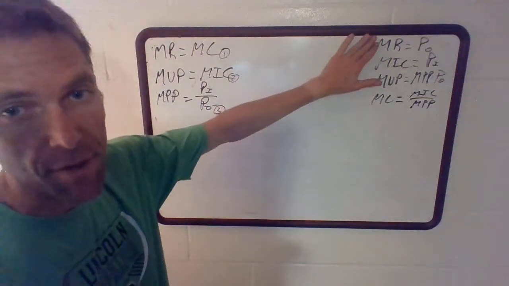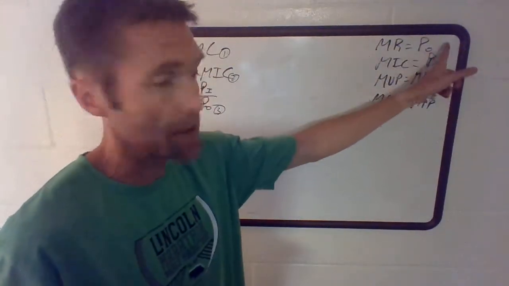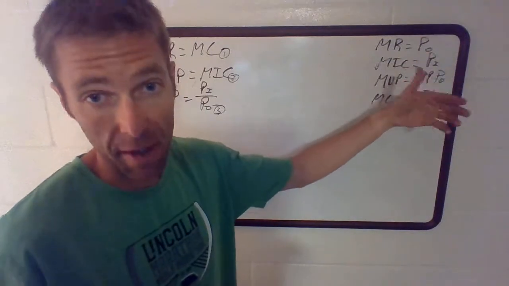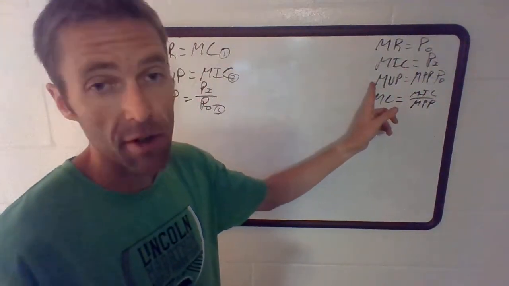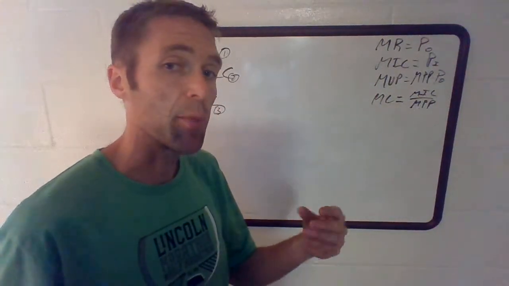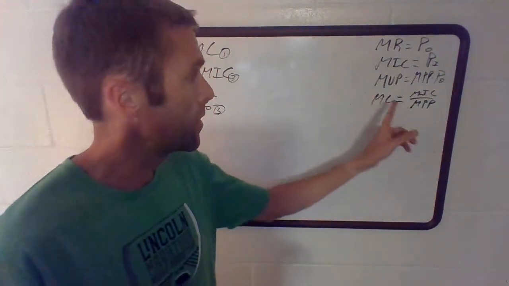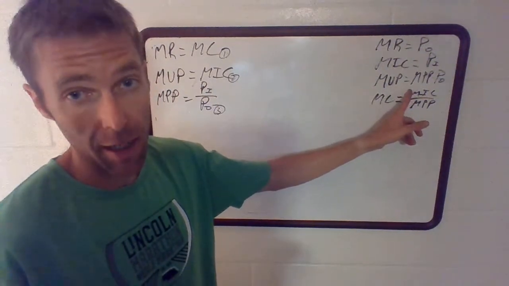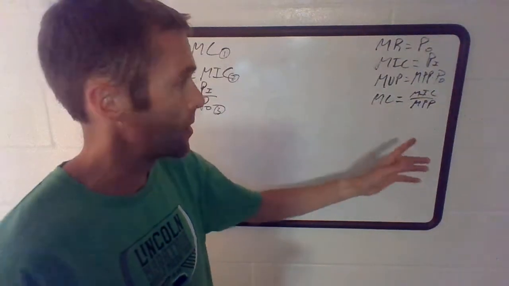And here we have some substitution. So marginal revenue in a competitive environment is the same as the price of the output. The marginal input cost is the same thing as the price of the input that we're deciding how much to use. The marginal value product is, if I'm using an input, the marginal value product tells me how much value the additional output is worth. And the marginal cost is equal to how much did my input cost divided by what I get out of it. So I think about sandwiches because I'm always hungry.